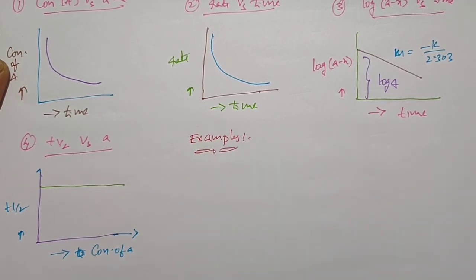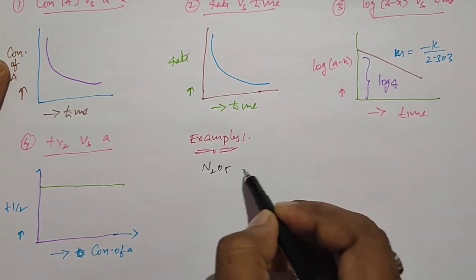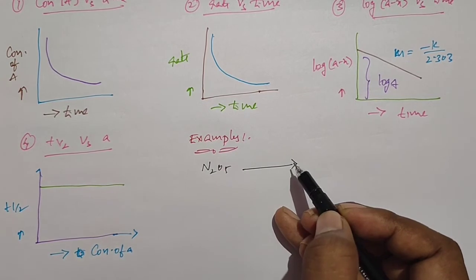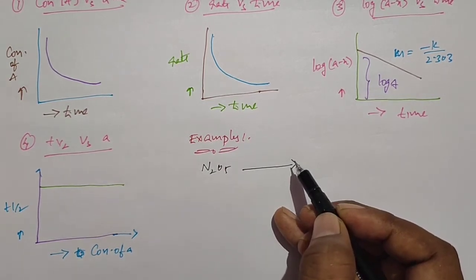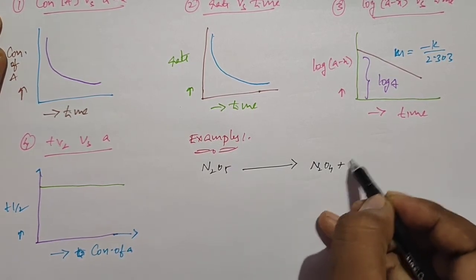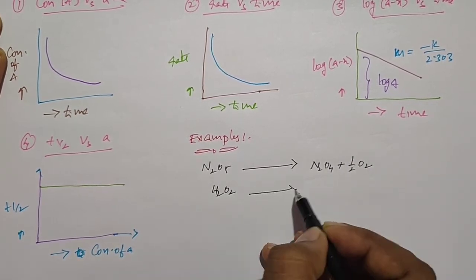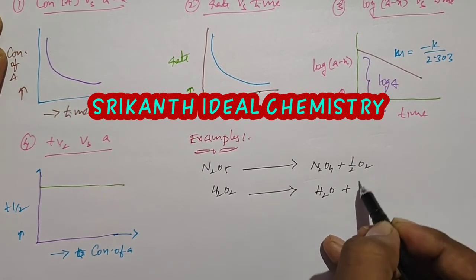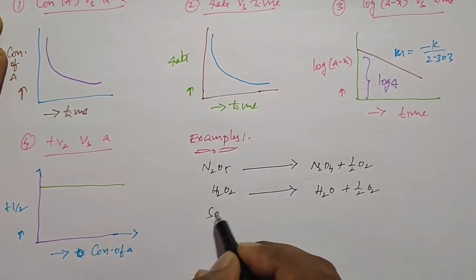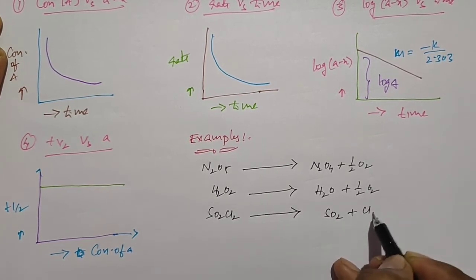Examples of first order reactions. When nitrogen pentoxide N2O5 decomposes, all decomposition reactions are examples of first order reactions. So here N2O5 gives rise to N2O4 plus half O2. At the same time, H2O2 hydrogen peroxide undergoes decomposition. It can form water and half O2. Then when SO2Cl2 undergoes decomposition, it can form SO2 plus Cl2.